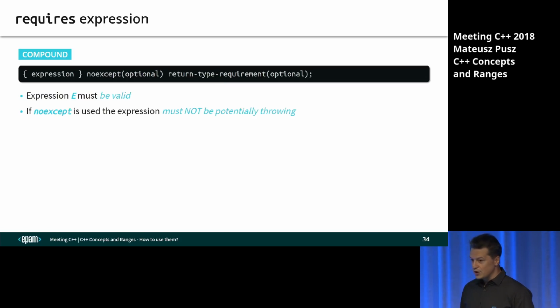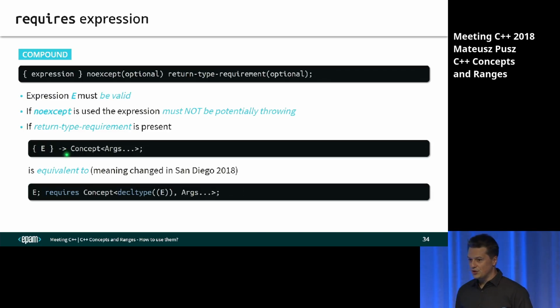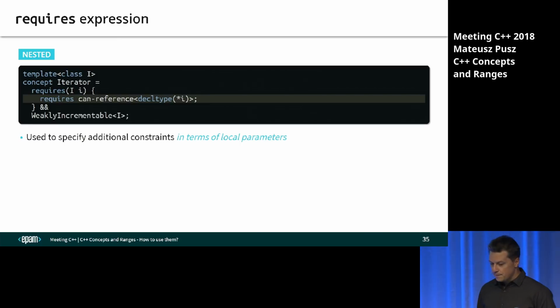So if we provide noexcept, it means that our expression provided in the braces cannot throw an exception. It has to be a noexcept function. If we provide a return type requirement with this alternative function syntax, it means that expression E has to have the exact return type of the type provided here. This meaning was changed in San Diego a week ago, because earlier it meant that it has to be convertible and not exactly the same type. And it's basically equivalent to such a declaration. Also, we can have nested requires expressions inside here. It means that we can additionally constrain the parameters of this requires expression.